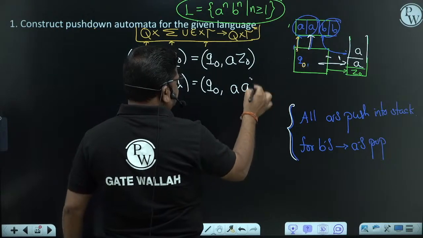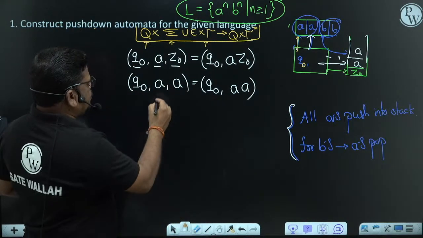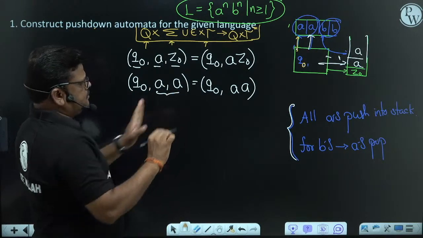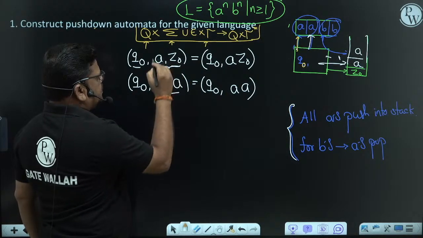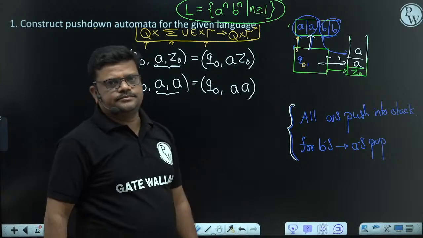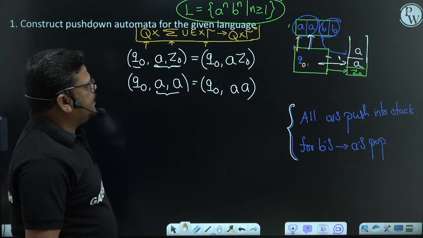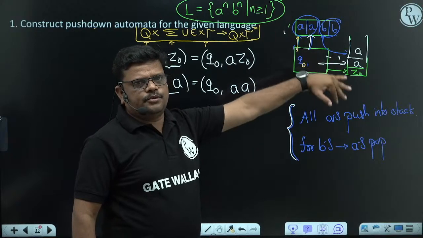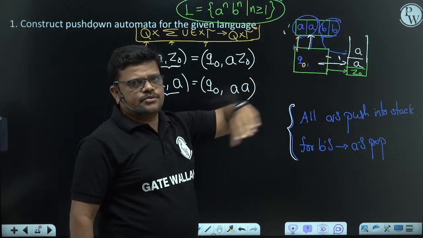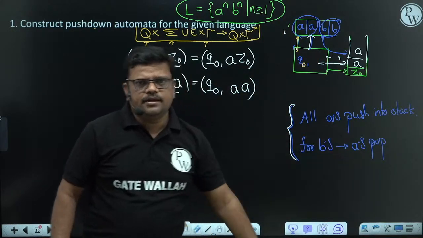See, the push operation meaning is if you show these two symbols together on the right side, that is push operation. Like this, any number of A's: Q0, A encountered, top of the stack A, push. Like this, all the A's will be pushed into the stack.